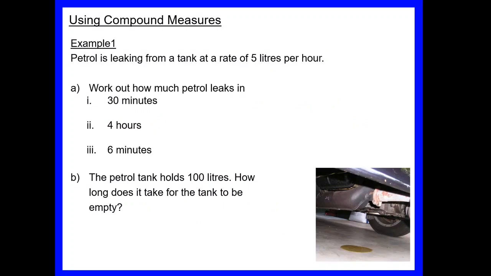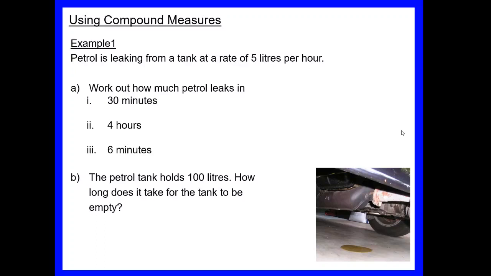Okay, so compound measures then. Our compound measures are where we're using 2 different units together. So in our example, petrol is leaking from a tank at a rate of 5 litres per hour. So that's our compound unit. We've got litres and we've got hours in that same unit.